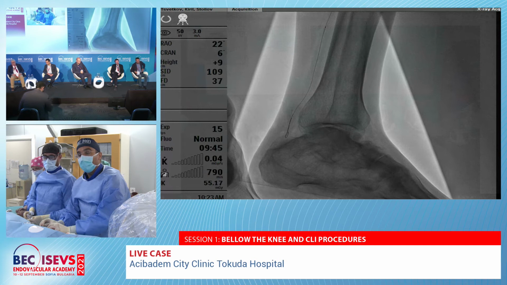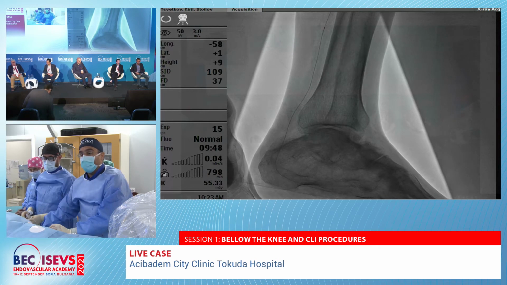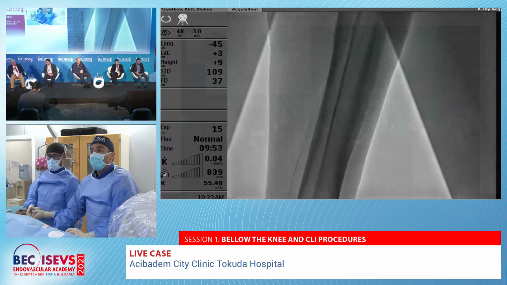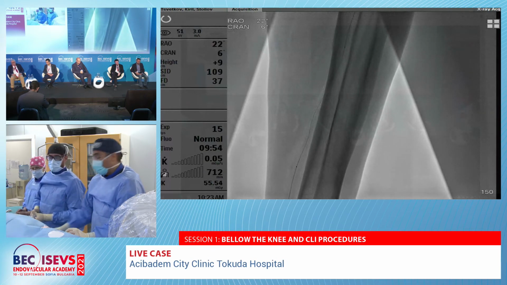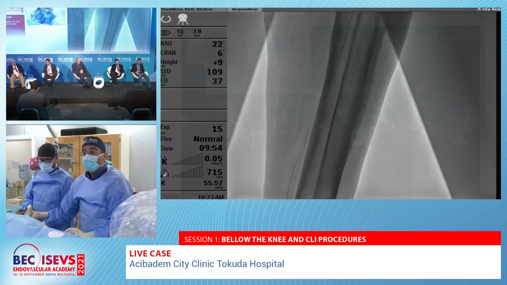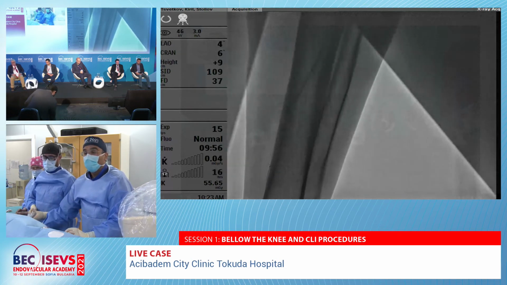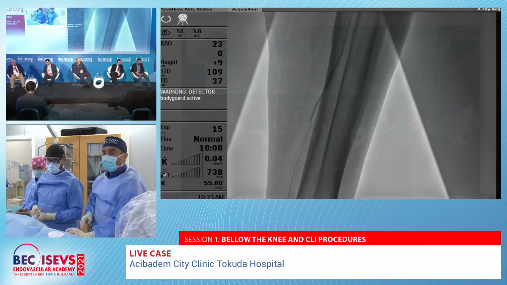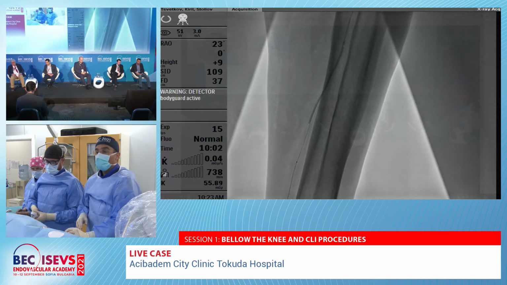Was that an ipsilateral approach, access, or contralateral? Ipsilateral. Okay, let's do the first balloon. Okay. Starting slow. Yes. We are on 6 now. Go further, 8, just open. Okay, it's safe. That's some air inside.